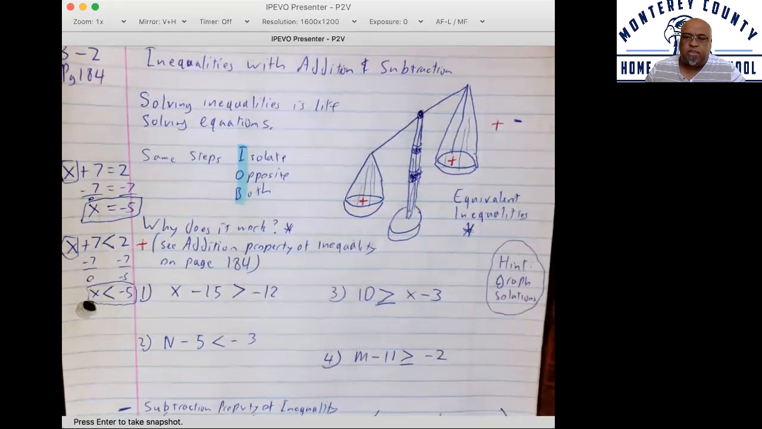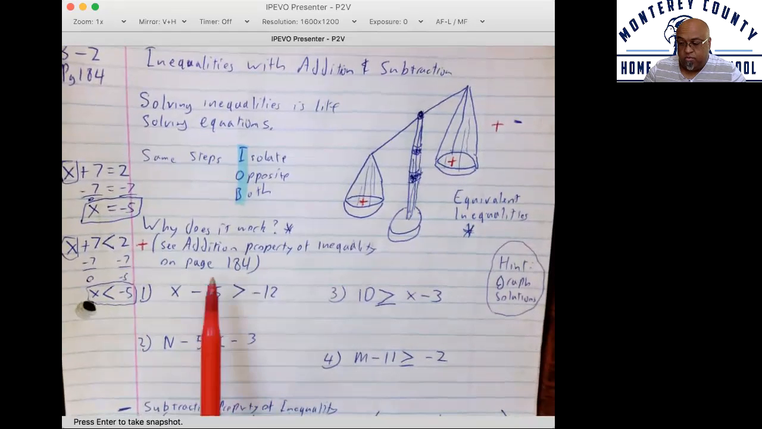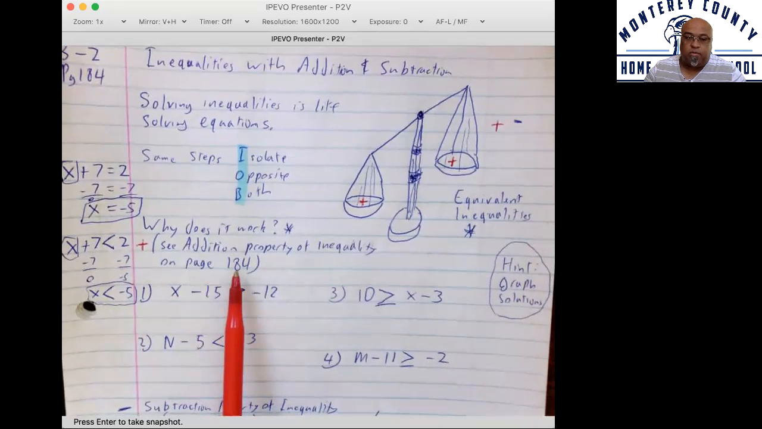Again, and if that's not clear enough, I'm telling you and informing you, you must go to page 184 to read the addition property of inequality. Okay, I'm not going to necessarily make you memorize the property like we do with some of the other properties, but at least review it and know what it means.